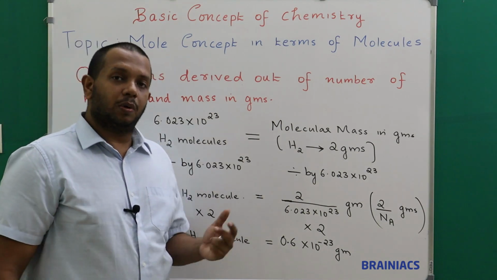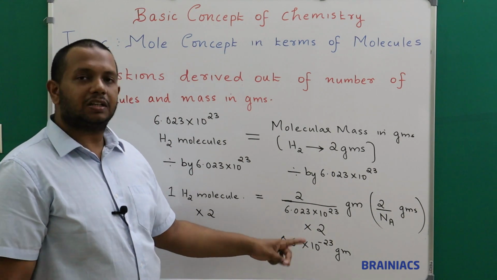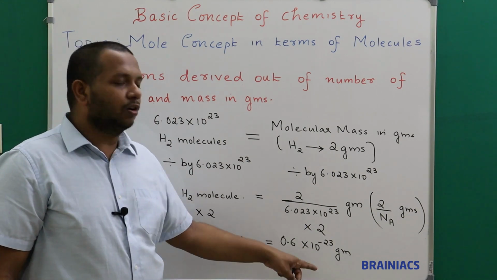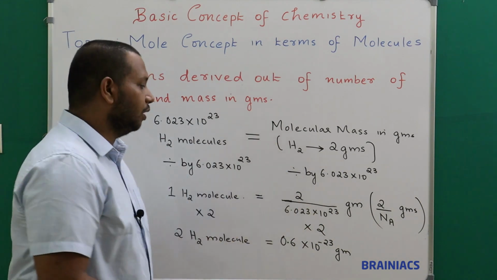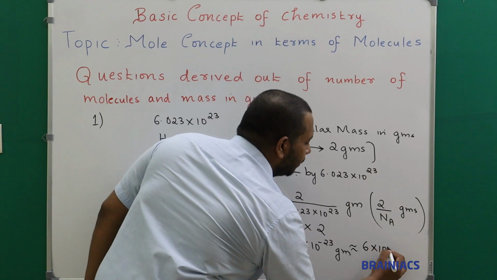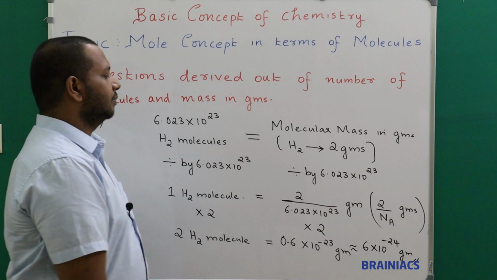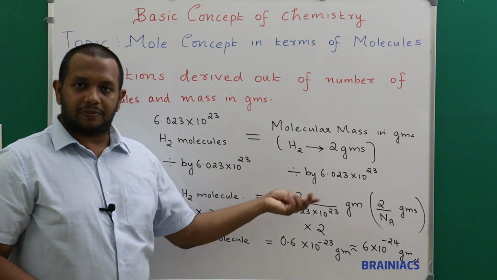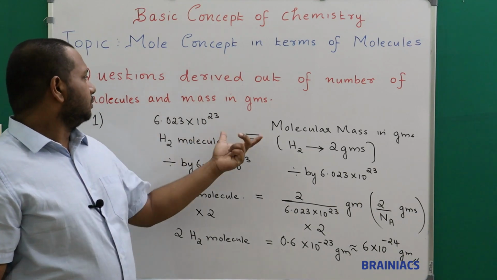Some people do one thing, they will multiply 10 on the numerator and divide by 10. So if you multiply with 10 on the numerator, it will become 6, and denominator divided by 10 means the 10 will go up and it will become 10 power minus 24. So this can also be in the options, they can give it as 6 into 10 power minus 24 gram. So these are different ways of representing your answer, nothing else. I hope you understood.